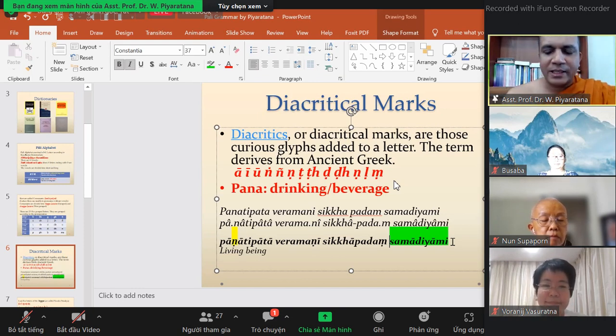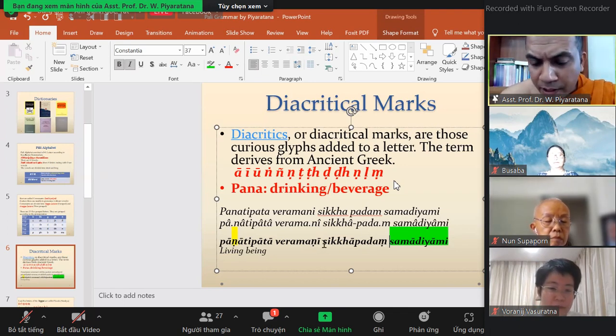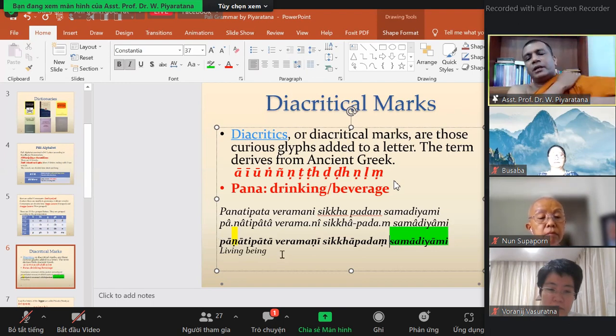Here you can see that we are using several diacritical marks. Otherwise, those terms like Sikha Padang. Here this M with the dot denotes a nasal sound, ang. So Padang, Samadhyami. For this reason, as I said, if you are not familiar with such diacritical marks, sometimes it brings a different meaning.